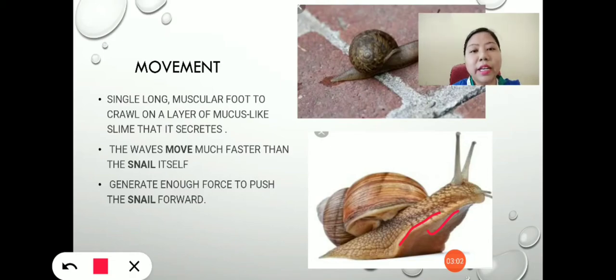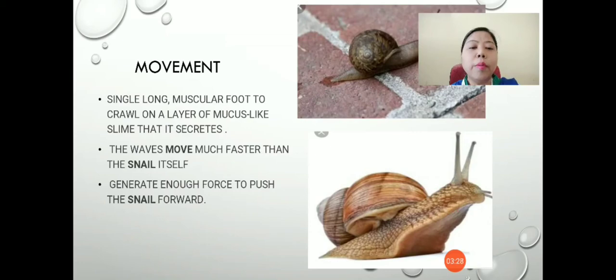So it has a single long muscular foot with the help of which it crawls on layers of mucus like slime that it secretes. So when it moves, it secretes a slimy substance, slimy mucus, which is left behind when it moves on a surface. So the waves which are produced by the strong muscular foot move much faster than the snail itself, and also the muscular foot generates enough force to push the snail forward, and this is how the snail will move forward.